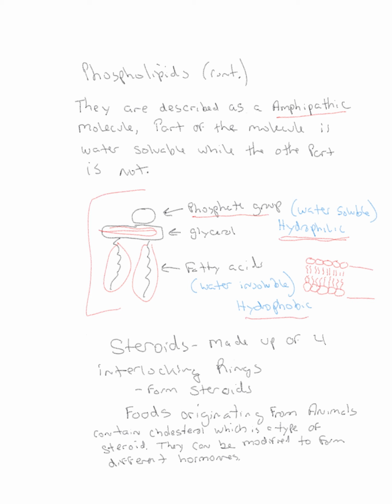Now, the last category of lipids are steroids. What we need to know is that steroids are made up of four interlocking rings. We eat them as cholesterol. Your body actually makes cholesterol. Why? Because cholesterol can be modified by glandular tissue to produce some forms of hormones.